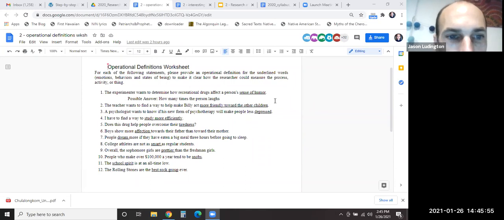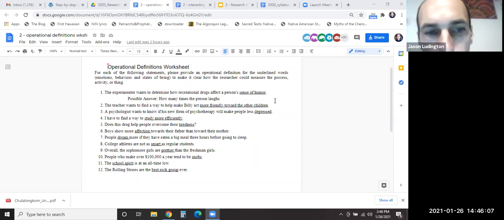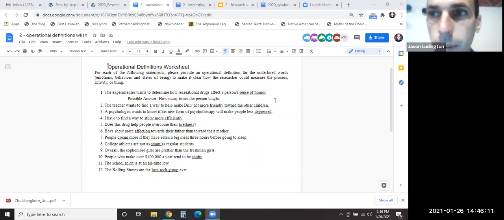Remember, we don't have to design a whole research project for this activity. We just have to operationalize. What does the underlined word mean? A dream in an operational way would be answering yes to the question, did you have a dream?